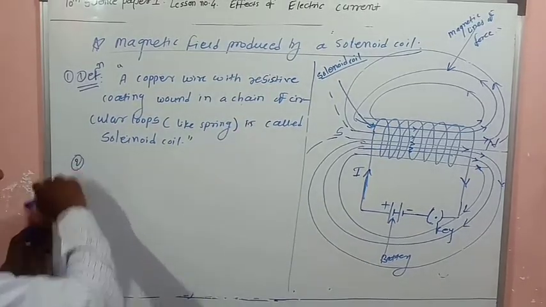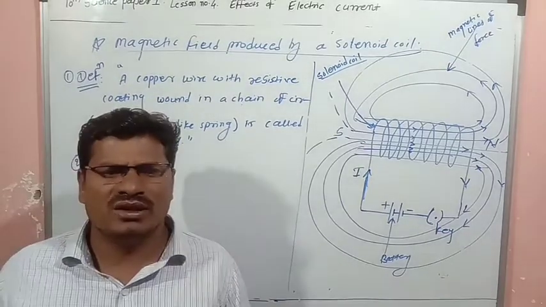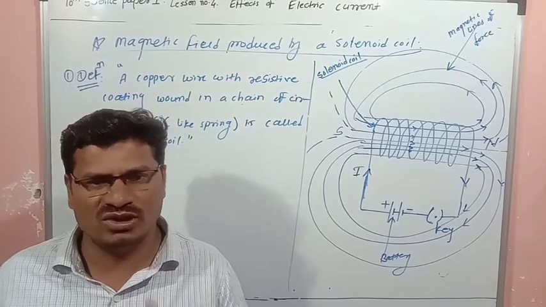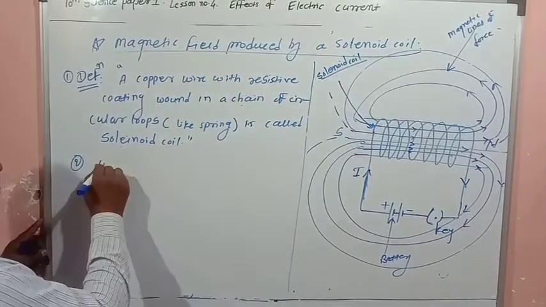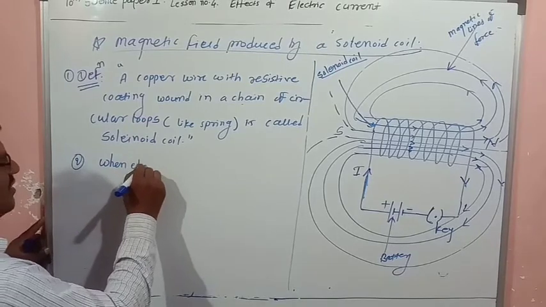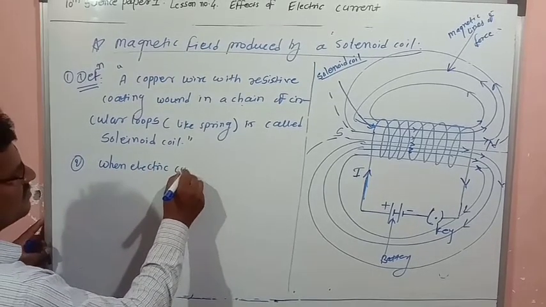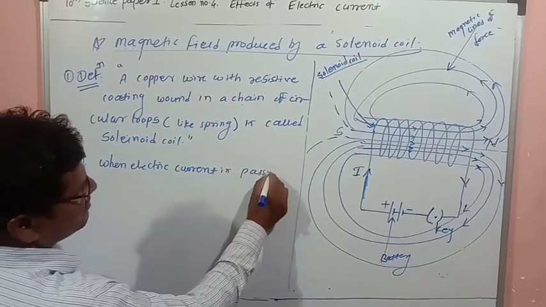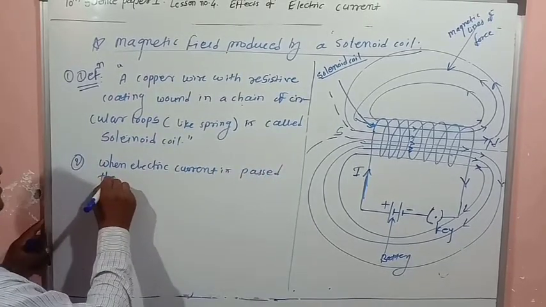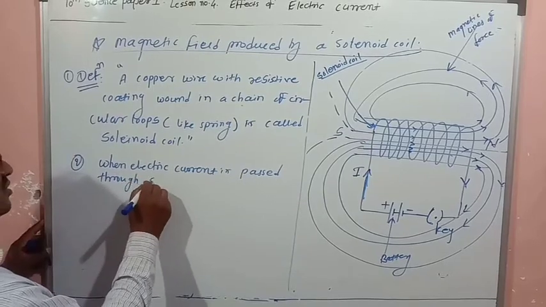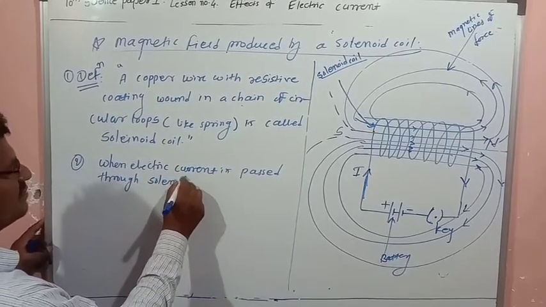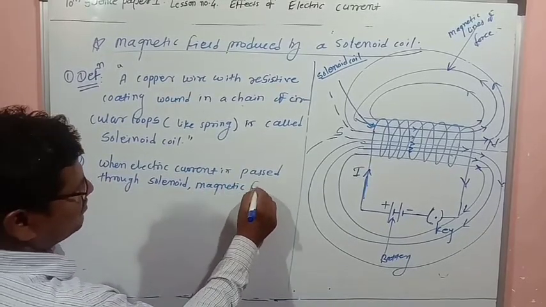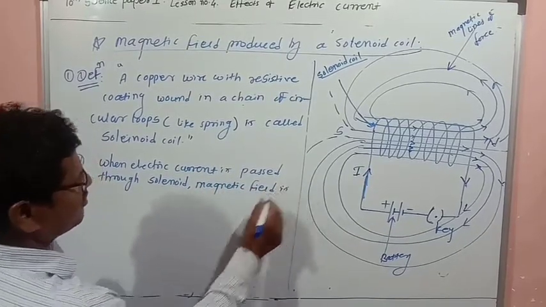Second point is there: when electric current is passed through the solenoid coil, magnetic lines of force are produced in the coil. When electric current is passed through the solenoid, a magnetic field is produced.